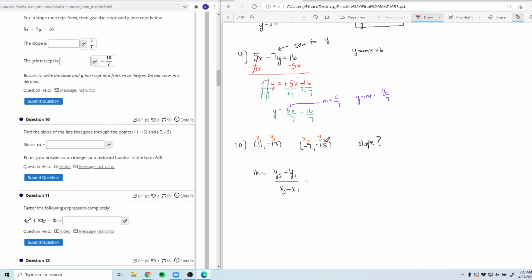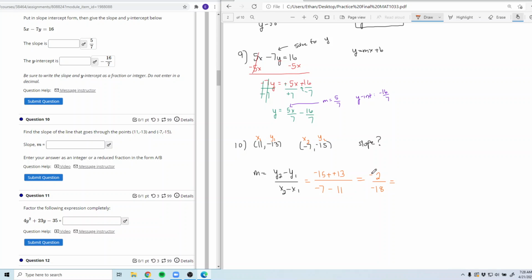Let's go ahead and plug it in. y2 is negative 15 minus y1, which is negative 13, over x2, which is negative 7, minus x1, which is 11. Now simplify each part. The double minus here makes a plus. Negative 15 plus 13 is negative 2. And negative 7 minus 11 is negative 18.